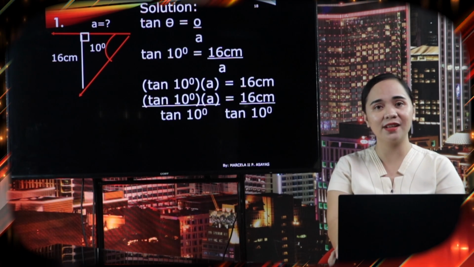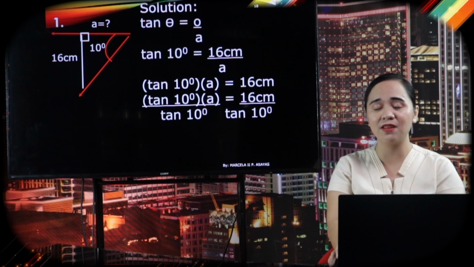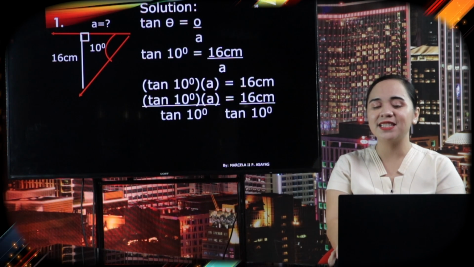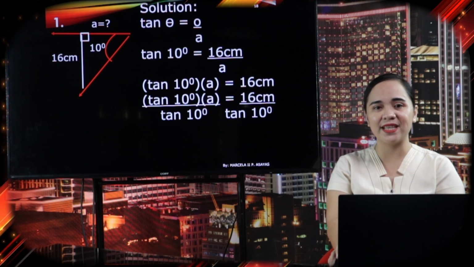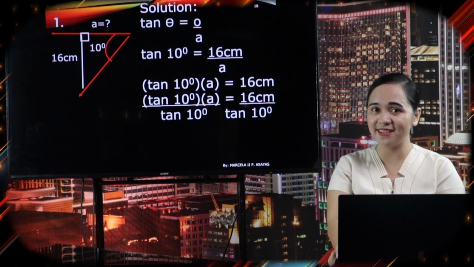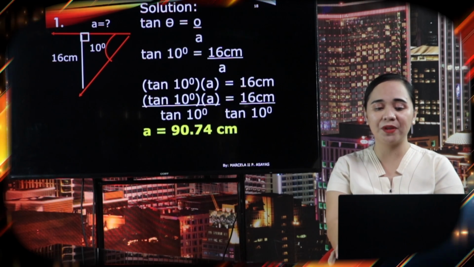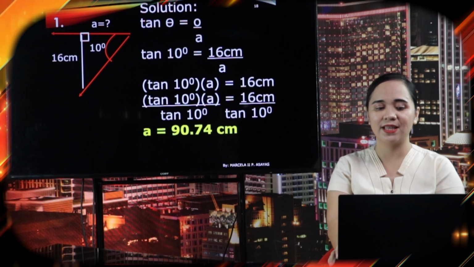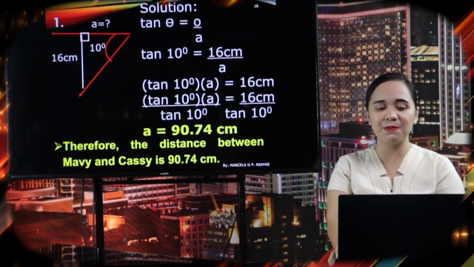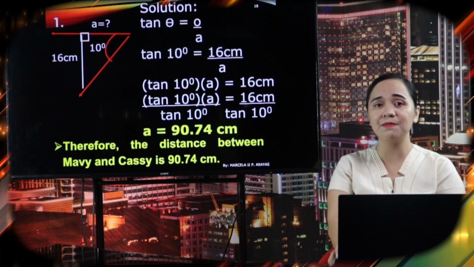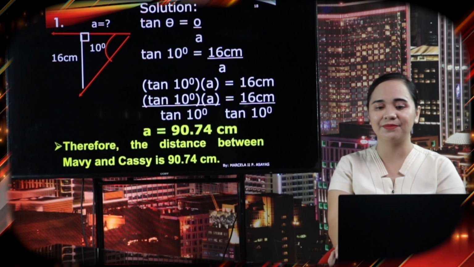Now, get your calculator and press these numbers. 16 divided by tangent 10 degrees. What's the answer? Very good. A is equal to 90.74 centimeters. Therefore, the distance between Mavi and Cassie is 90.74 centimeters.